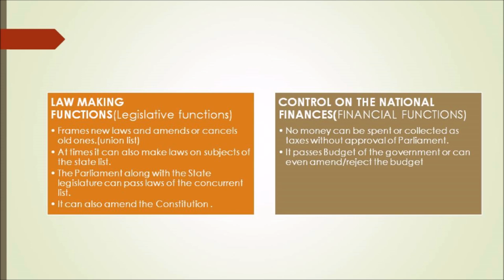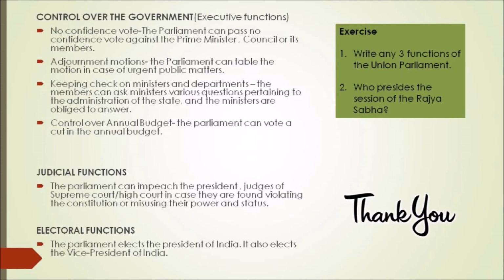Second is the control on national finances or the financial functions. No money bill can be spent or collected as taxes without the approval of the Parliament. It passes the budget of the government or can even amend and reject the budget. The third is executive functions of the Parliament, that is control over the government. This is the most important function of the Parliament.